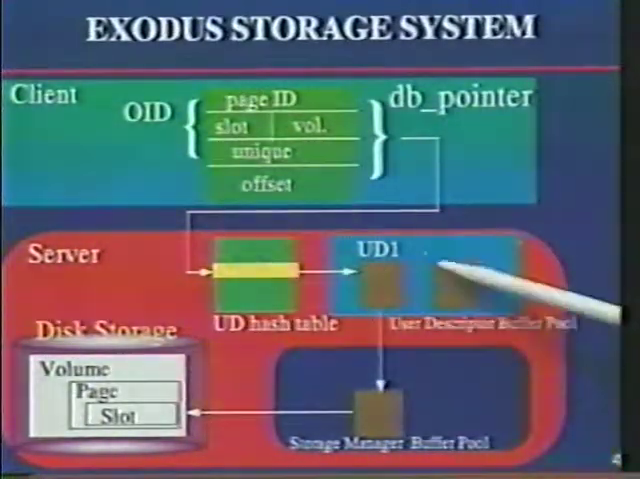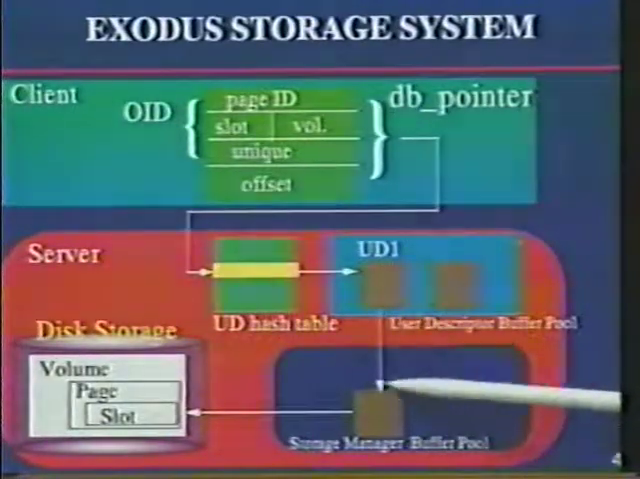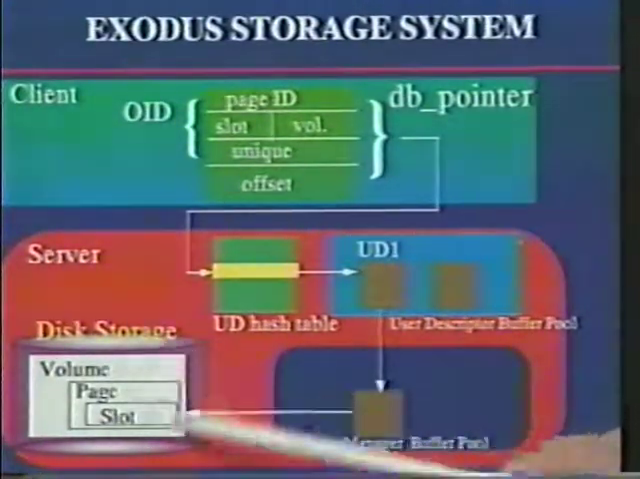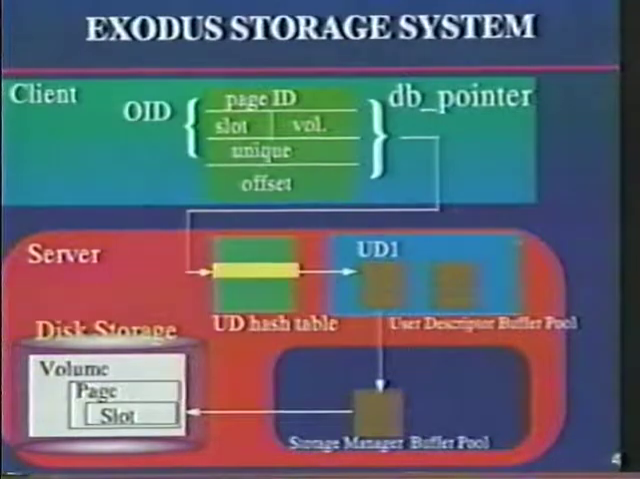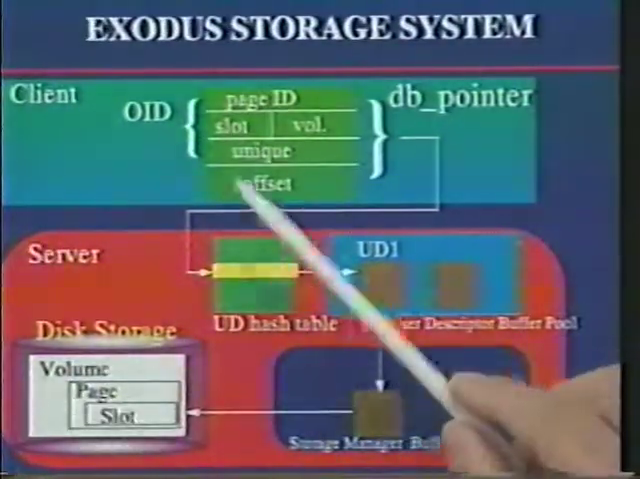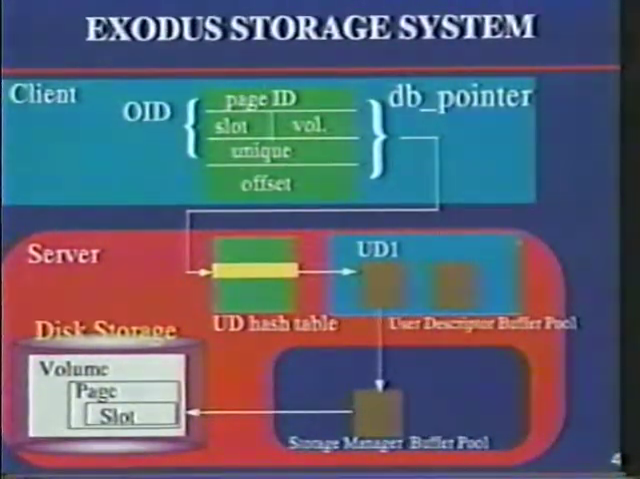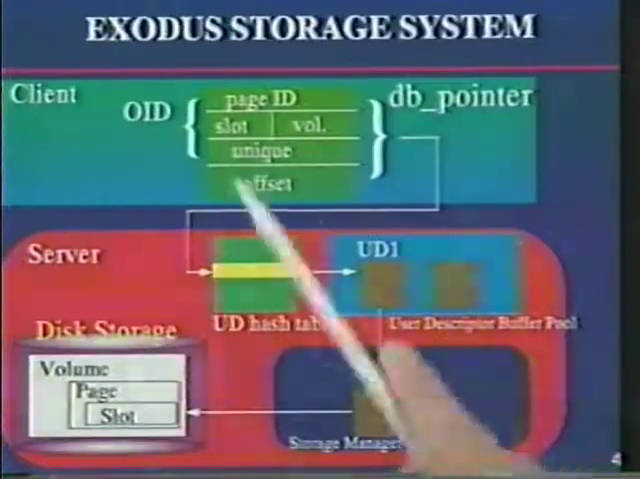From there it is mapped into a unique user descriptor buffer pool, from there to the storage manager buffer pool, to the disk storage. The actual process is a little more complex than this, but I have tried to simplify it around here on the mapping from the OIDs from the application program to the server level. So this is a little detail which, if you are interested in more information, you can get from University of Wisconsin-Madison and talk to them directly on how you can get this.